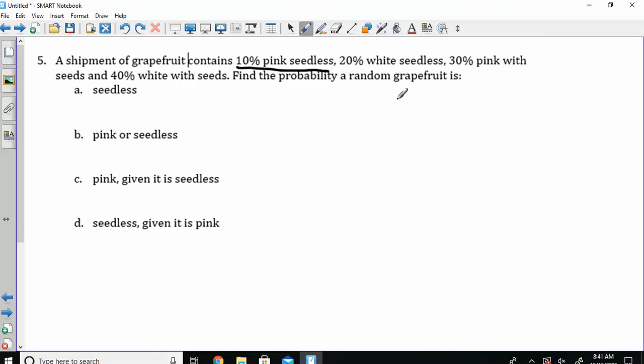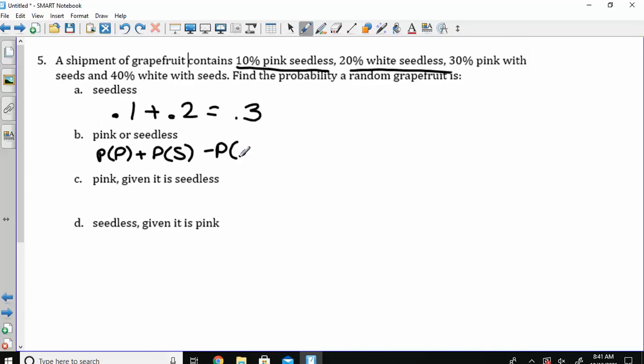Yep. So let's just run through. I might as well go through all of them while we're here. Part A is seedless. So you have 10% are pink seedless and 20% are white seedless. So 0.1 plus 0.2 is 0.3. 30% are seedless. Pink or seedless. So that means you would have the probability of pink plus the probability of seedless minus the overlap if you were doing the formula, right?